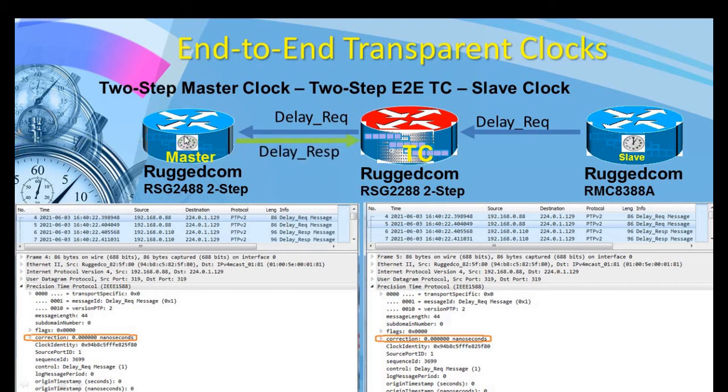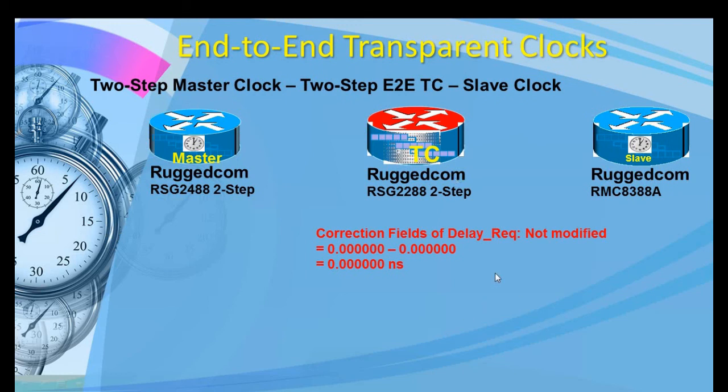After receiving the delay request message on the master side, the master sends out the delay response message, forwarded by the transparent clock. The delay response is forwarded and modified, but the delay request message is the same, not modified. So the delay request message is not modified.